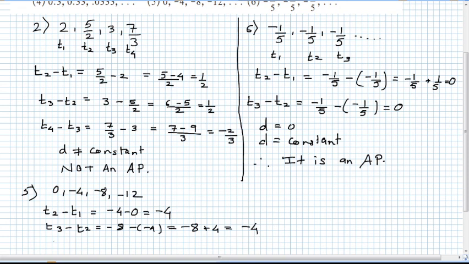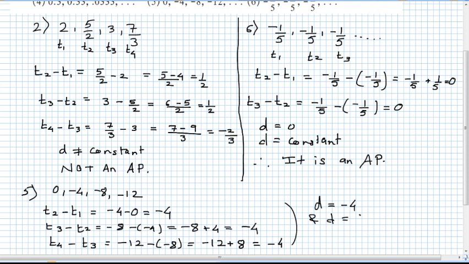Okay, then T4 minus T3, how will you write that? Minus 12 minus minus 8, that will be minus 12 plus 8, and that will be minus 4. So you can see that d is the same and constant here. So d equals minus 4 and d is constant. Therefore it is an AP. So this is how you have to solve this kind of question. I hope you got this.